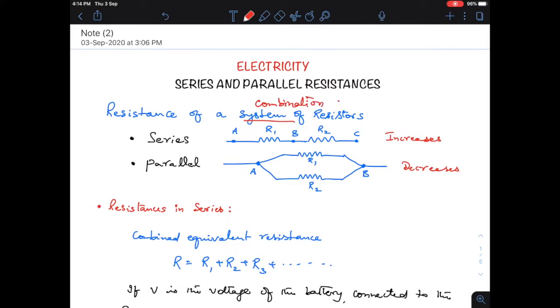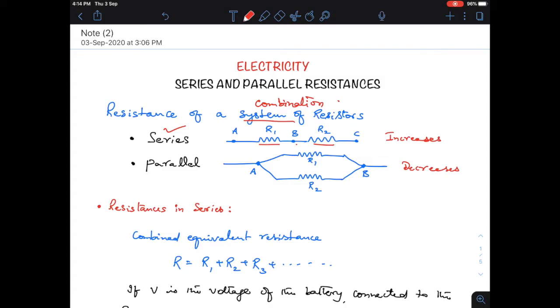Now, what are those different combinations in which we can combine resistances to get the required current in the circuit? Number one, series resistance. You can add resistances in series. For example, I have taken two resistances R1 and R2, and these two are connected in series. In series means they are connected end to end.